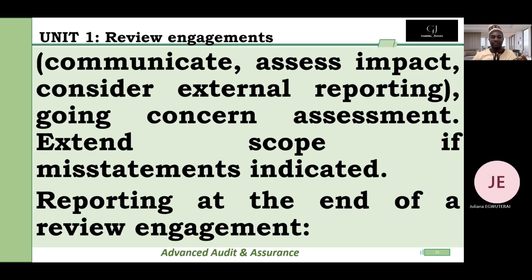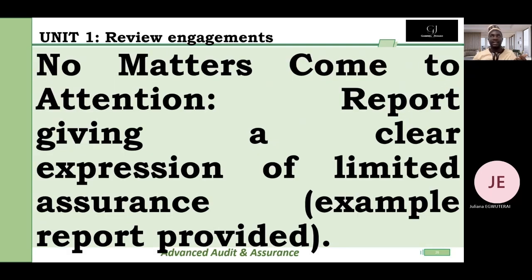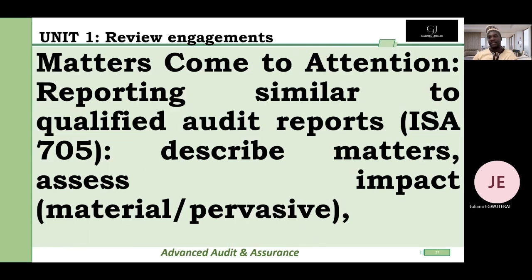So reporting at the end of the review engagement entails that they are confident and have this level of comfort that no matters have come to their attention, and the report gives a clear expression of limited assurance. The example of the report provided shows that no matters come to our attention that there's material misstatement, or reporting could be similar to that of qualified audit reports. So if matters have come to their attention, it shows that they will qualify the report.